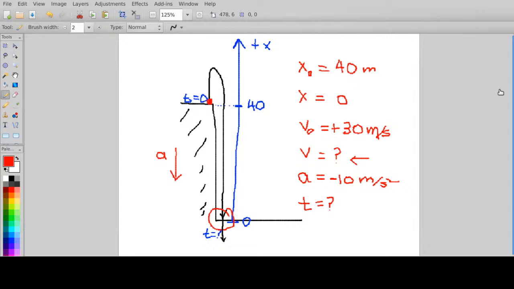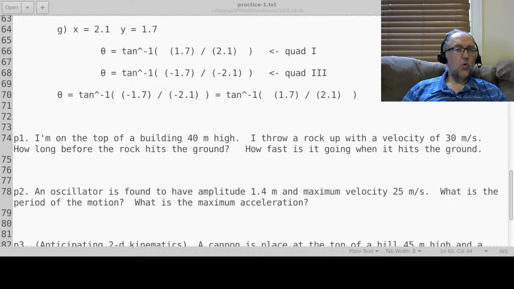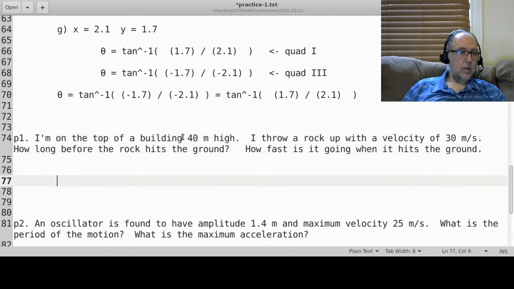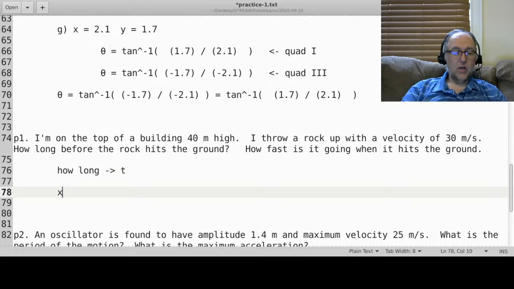I don't know if I'll actually solve that for you. Oh, I know what I'll do. I'll solve it part of the way, but not completely. Let's switch back to this like that. I don't want to totally do this for you. So how long before the rock hits the ground? Well, if you take a look at the three equations I gave you, there's only two of them that have time. So if you ask how long, obviously you're asking to solve for time, right? And equation 1 looks like this.